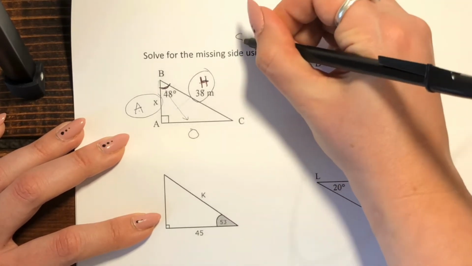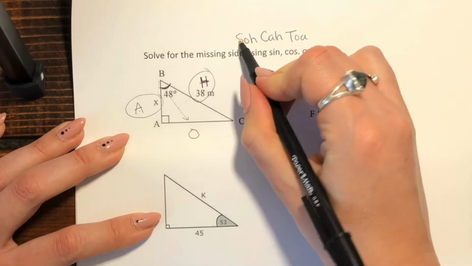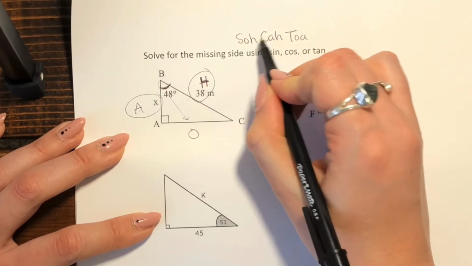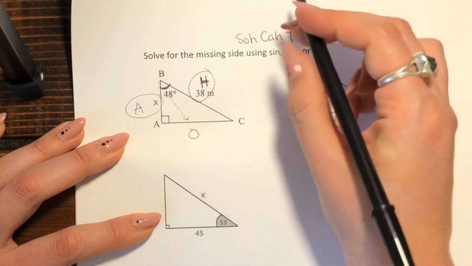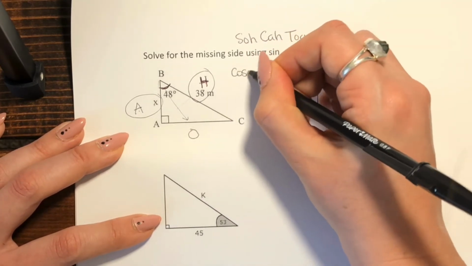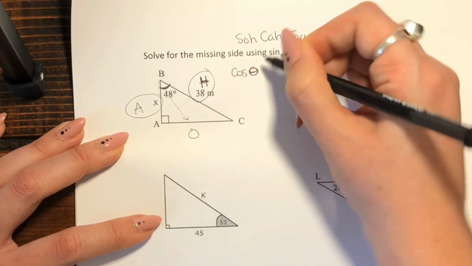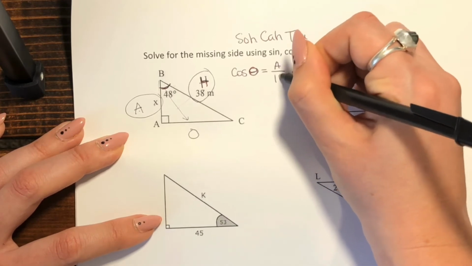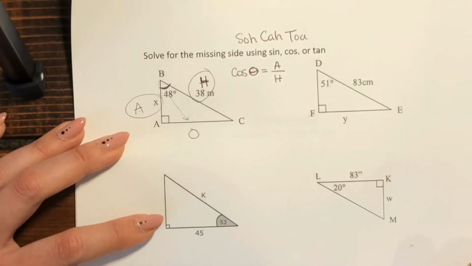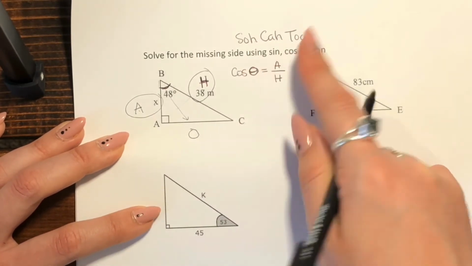Well, if we look at our SOHCAHTOA, sine is opposite and hypotenuse. Cosine is A and H. We want to use this one. So I know that cosine of my angle, theta, remember we use this little fancy theta for the angle, equals the adjacent side divided by the hypotenuse side. So that's how you're going to figure out which formula to use. So we're going to use the cosine formula.